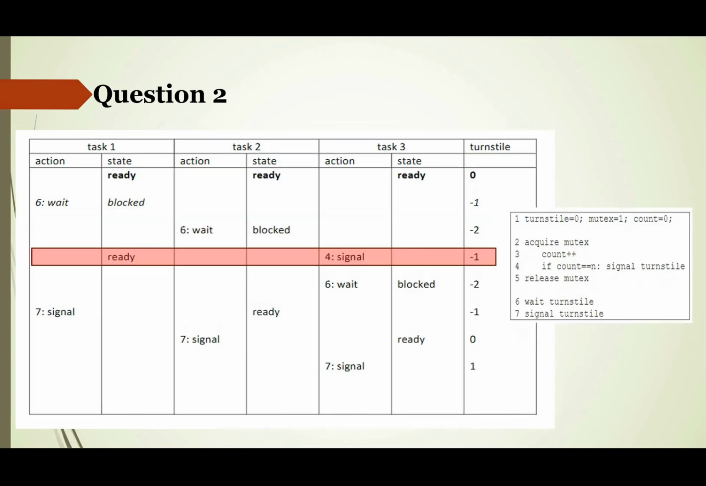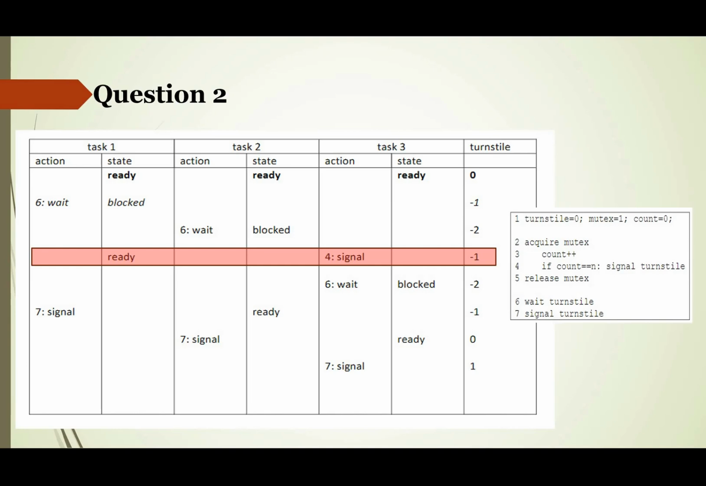Task 3 goes to the function, to the thread, and it acquires the mutex. It increases the count. The count will be 3. So now the count is equal to n, which is 3 in this case. It signals the turnstile, so the turnstile will be incremented by 1. From -2, it goes to -1. The tasks are going to be unblocked in first in first out order. So the first task that was blocked was task 1.